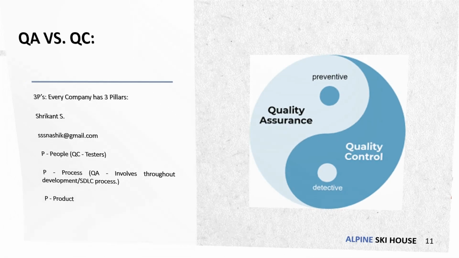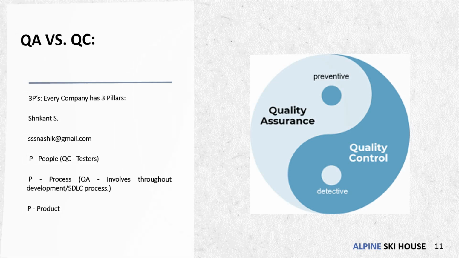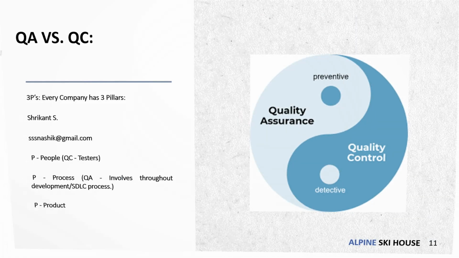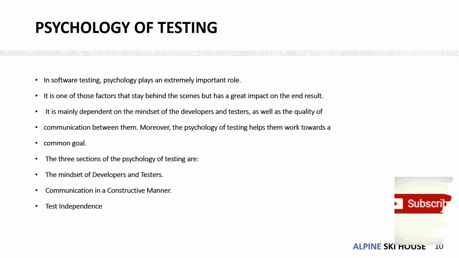Psychology of testing. In software testing, psychology plays an extremely important role. It is one of those factors that stay behind the scenes but has a great impact on the end result. This is just for your understanding. It is mainly dependent on the mindset of the developers and the tester, as well as the quality of communication between them. Moreover, the psychology of testing helps them work towards a common goal.